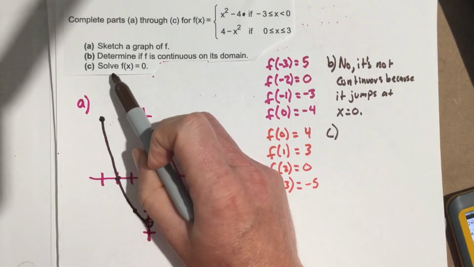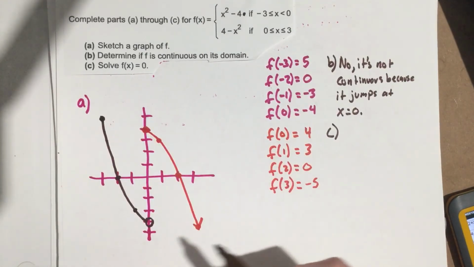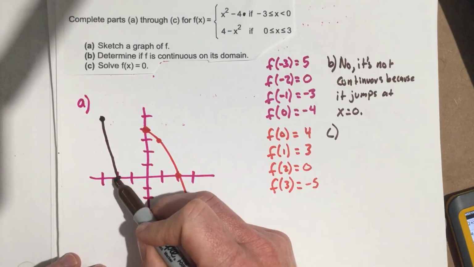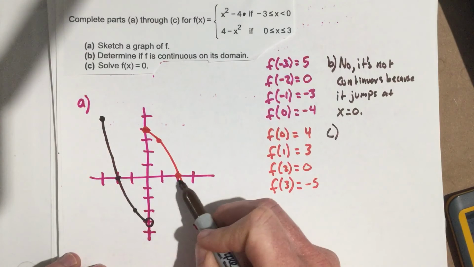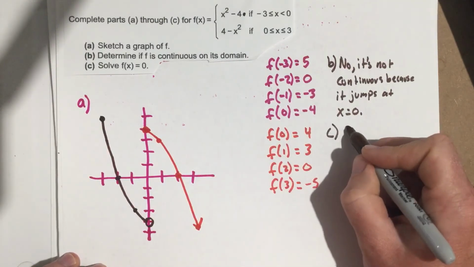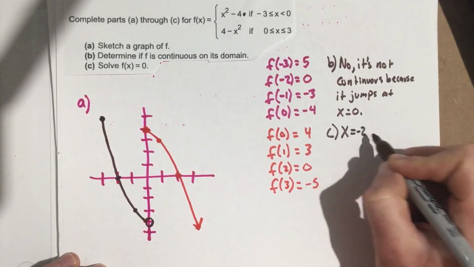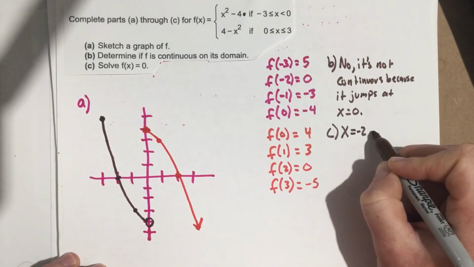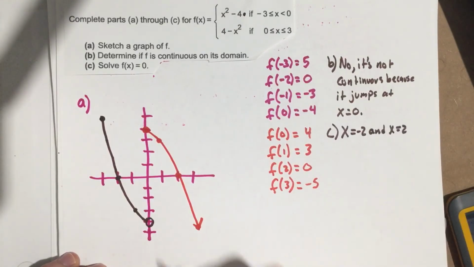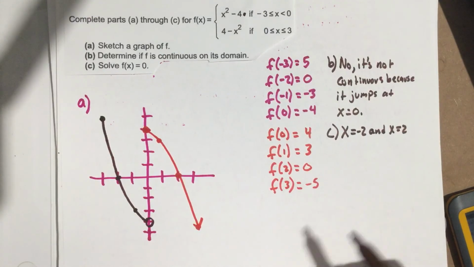Now part C. It says solve f of x equals 0. We can actually just solve this by looking at the graph. You can see in this graph that we have two zeros. We have x is -2 and x is 2. So our zeros are x equal -2 and x equal 2. So that's solving f of x equals 0. If you have the graph, you can just look right at it. Hope that makes sense.